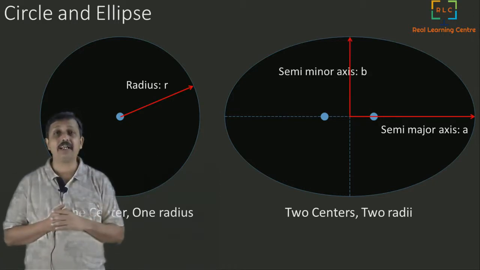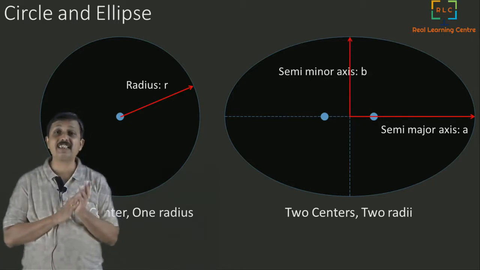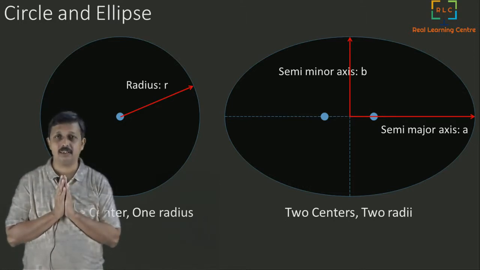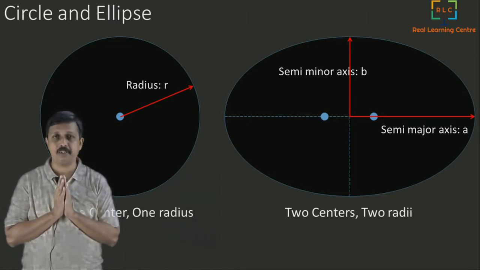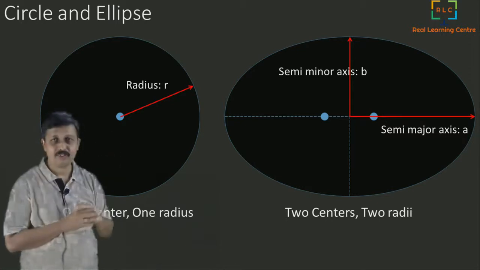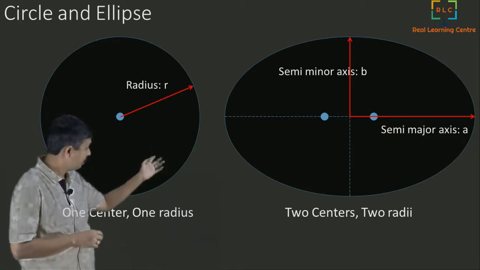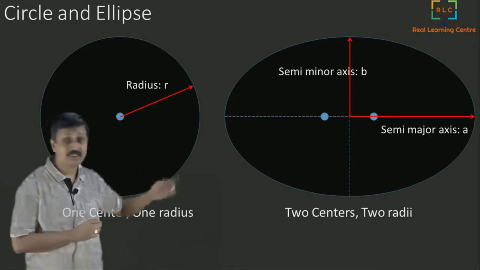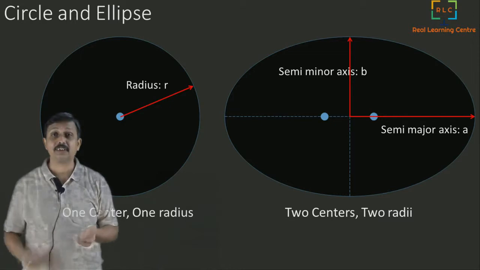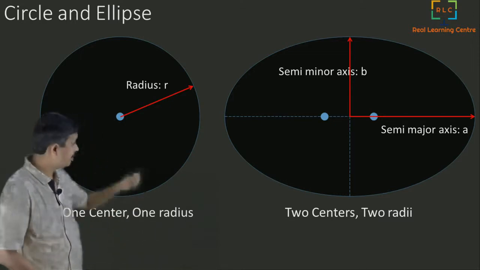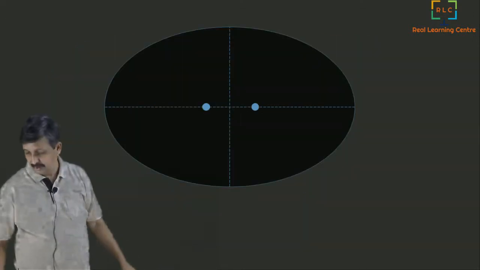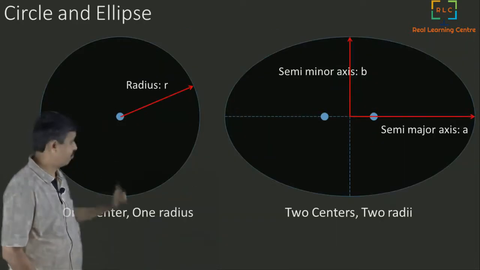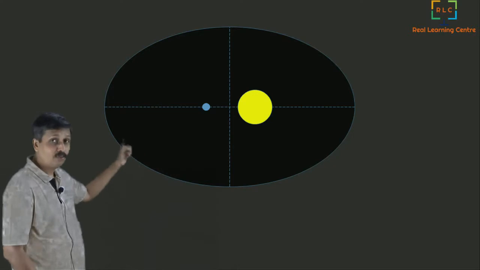And where is the sun? If it were a circular orbit, we could say the sun is at the center. And if it is an elliptical orbit, where is the sun? There are two centers. Or is it in between those two centers? In reality, the sun is at one of those centers, not both, not in the middle. It is in one of the centers.